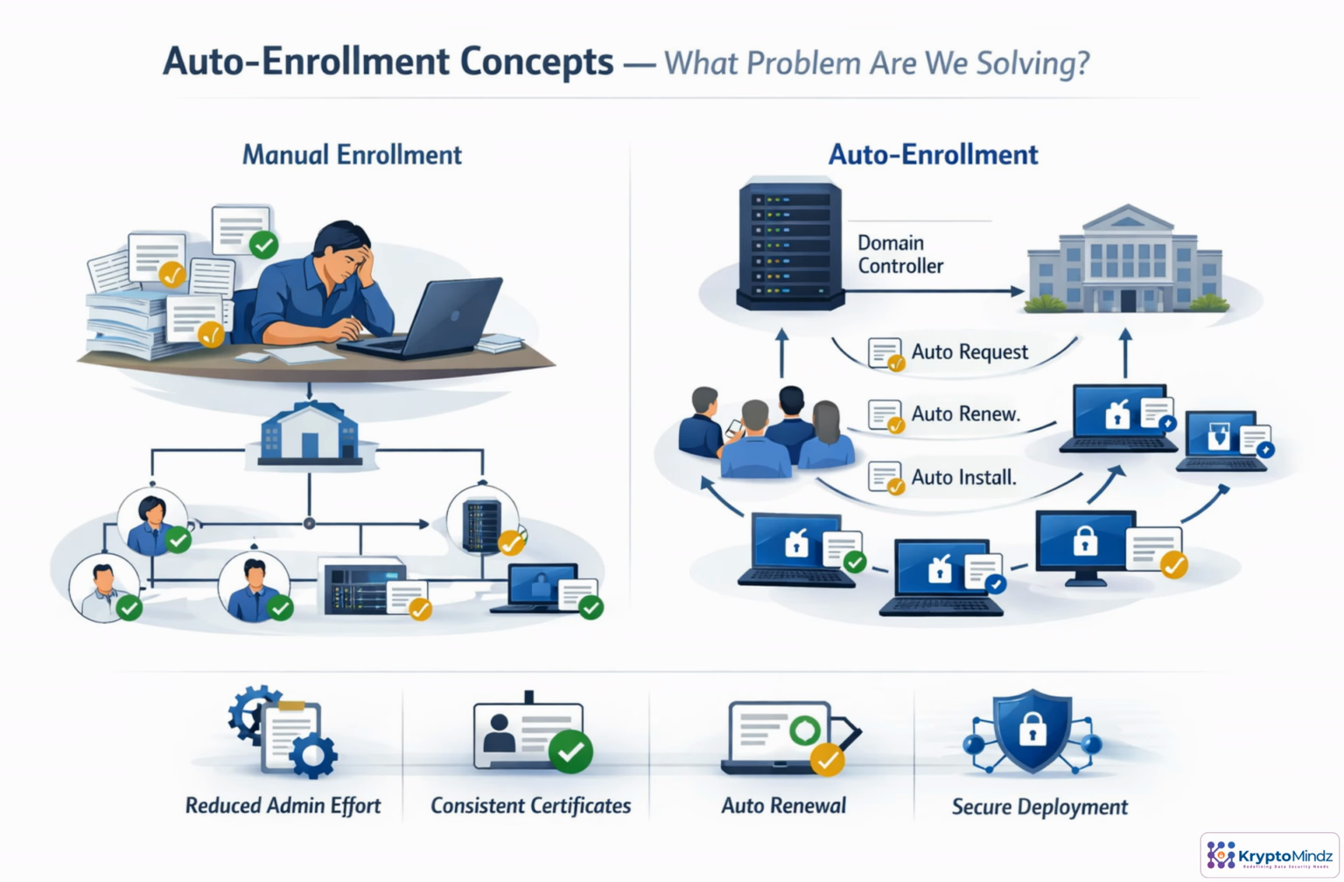Manual enrollment is fine for a lab or a small number of systems, but it doesn't scale. Every request, approval, installation, and renewal requires someone to repeat the same steps, which slows things down and increases the chance of mistakes. Auto-enrollment moves that work into policy. Once you define which templates apply to which users and computers, the domain automatically requests, installs, and renews certificates. That keeps coverage consistent and dramatically reduces unexpected expirations.